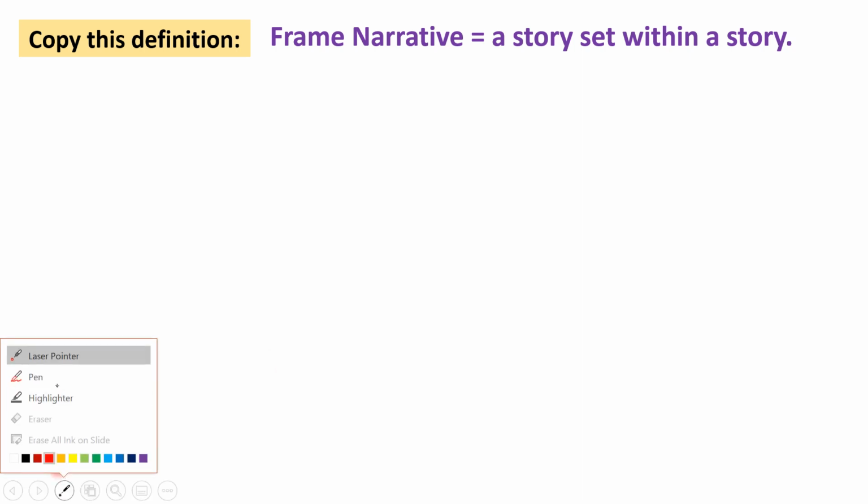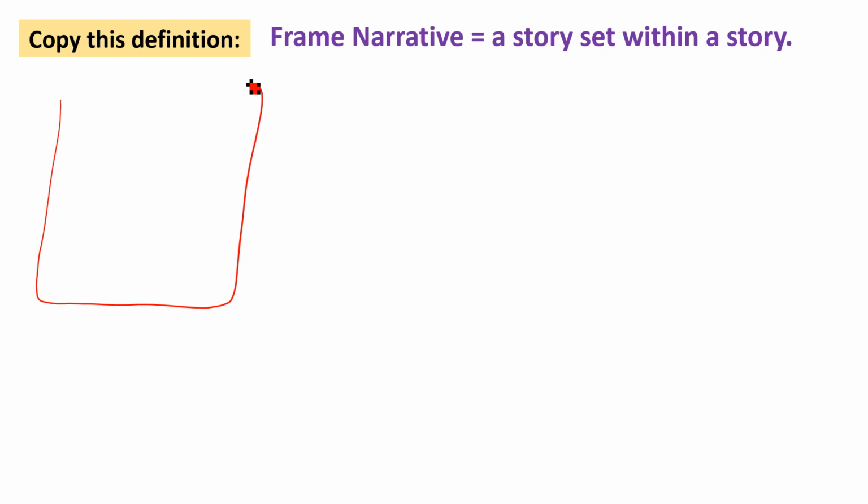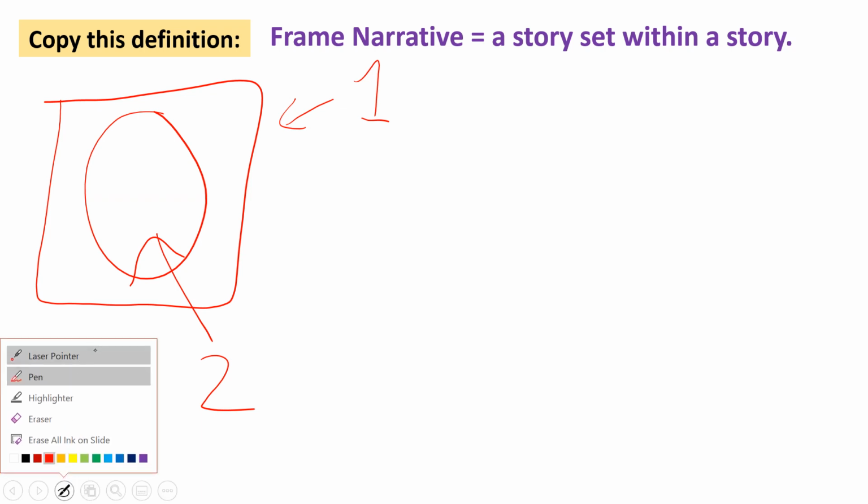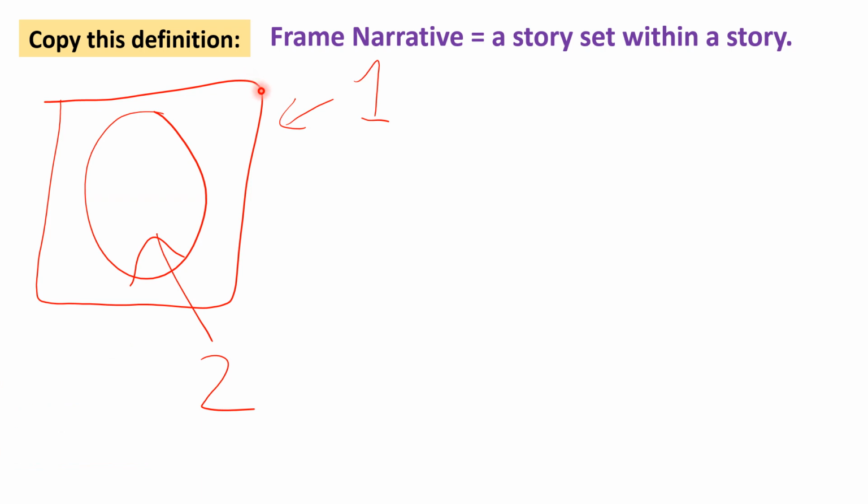Okay, so we have this idea of a frame narrative. So there is a story within a story. So here is our frame, and that is one narrative. And then within that, we have the other narrative, the other story. What do you think, based on Frankenstein, what frames the text, and then what's in the middle of that frame? Have a think.